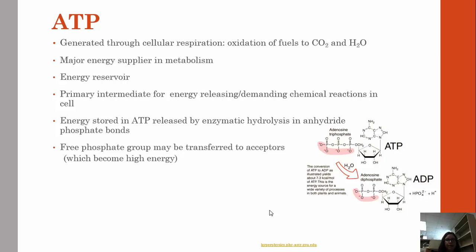These are anhydride bonds, and the phosphate bonds are broken through hydrolysis. So when we break ATP into ADP plus a phosphate, the phosphate can also be transferred onto another acceptor molecule, and then that becomes a high energy bond on that molecule.